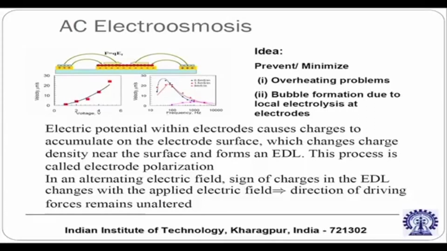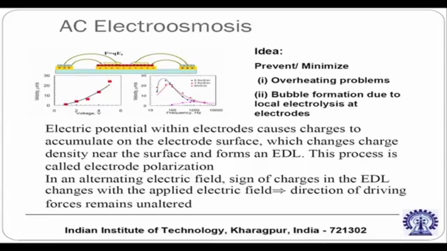So you have a formation of a charge layer near the surface. This process is called electrode polarization. In an alternating electric field, the sign of charges in the electrical double layer and the applied field change. So if you see, it is a very interesting thing. Recall the expression for the body force: the charge density times the electric field, if there is no magnetic field.